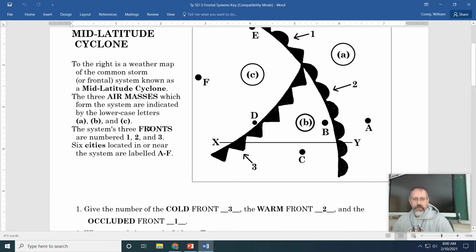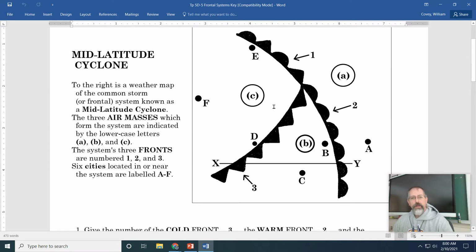So the numbers of the front. The cold front is number 3. The warm front is number 2. And the occluded front is number 1. Now, there's two ways you can do that. The symbols for the fronts are in your reference tables on page 13, so you could look that up. You don't have to memorize it. You don't have to know anything to do that. You just have to look up the symbols.